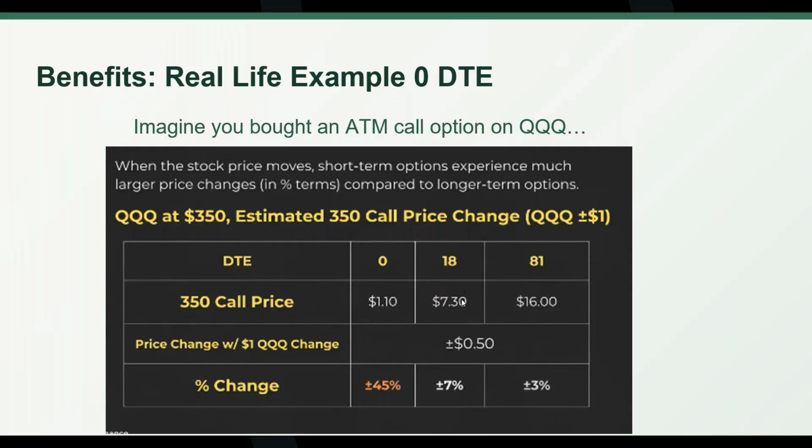Annoyingly, as you pay more for the contracts, you actually get much less value on the returns. So if you look at the next column, the 18 days to expiration is really like $730 for a contract. The same $1 Q move will result in 50 cents, which is only a 7% gain. So which would you rather have, the 45% or the 7%? And it gets even worse than that. At 81 days out, we're talking $1,600 for a contract and just a 3% gain if the underlying goes in your favor. So it's pretty crazy, the difference in that. So you can really see why people are drawn to zero DTE options.